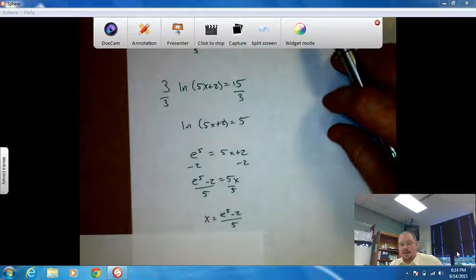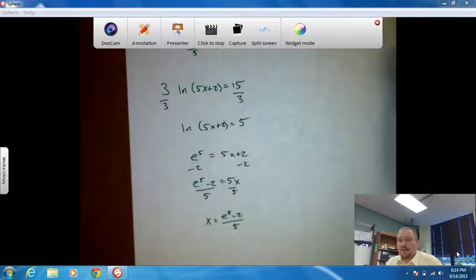That's a good variety of log and exponential equations. That should prepare us for what we talk about tomorrow.